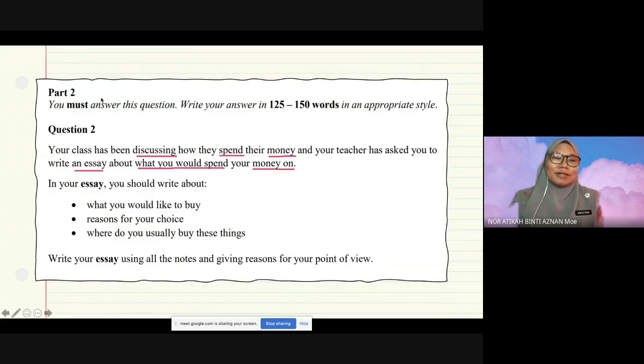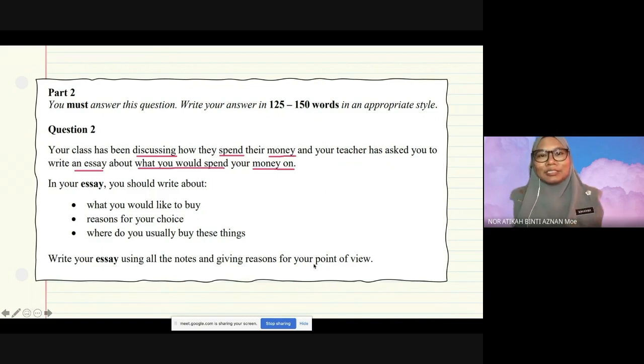Moving on to the second part, part 2. You must answer this question. Write your answer in 125 to 150 words in an appropriate style. Question 2. Your class has been discussing how they spend their money, and your teacher has asked you to write an essay about what you would spend your money on. In your essay, you should write about what you would like to buy, reasons for your choice, where you usually buy these things. Write your essay using all the notes and giving reasons for your point of view.